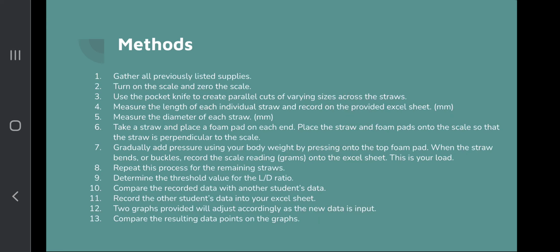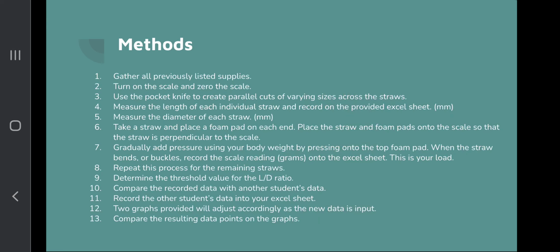I used my pocket knife to create parallel cuts of varying size across the different straws. I measured the length of each individual straw and recorded them on the Excel sheet in millimeters. I went ahead and measured the diameter of each of the straws, took the straw, placed it on a foam pad, one on each end, and then placed it back on the scale.